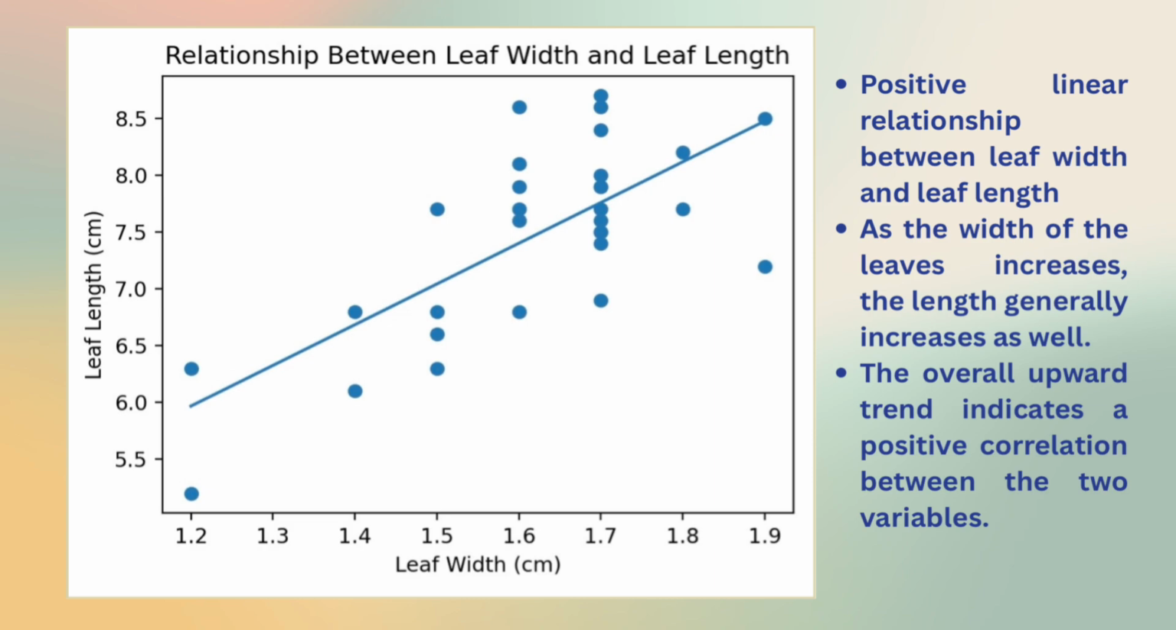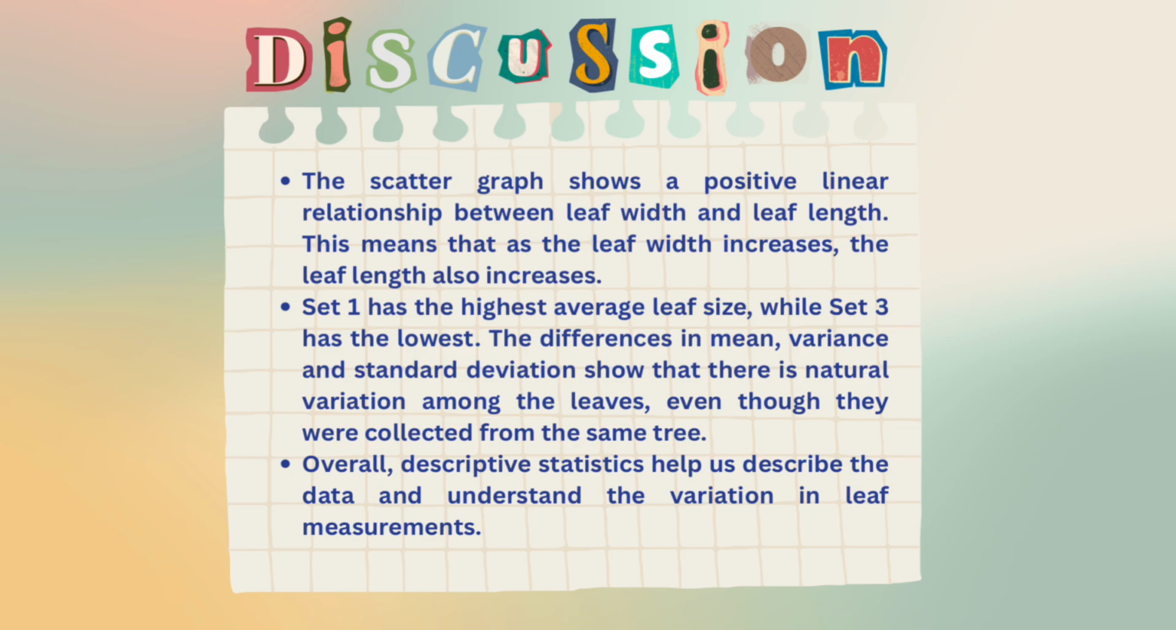Although there are a few points that are spread out, the overall trend is still positive. From the graph, we can conclude that there is a positive linear relationship between leaf width and leaf length. This means that wider leaves are generally longer.